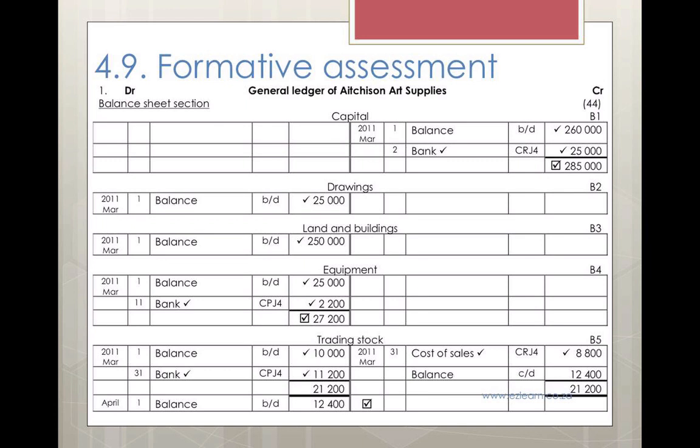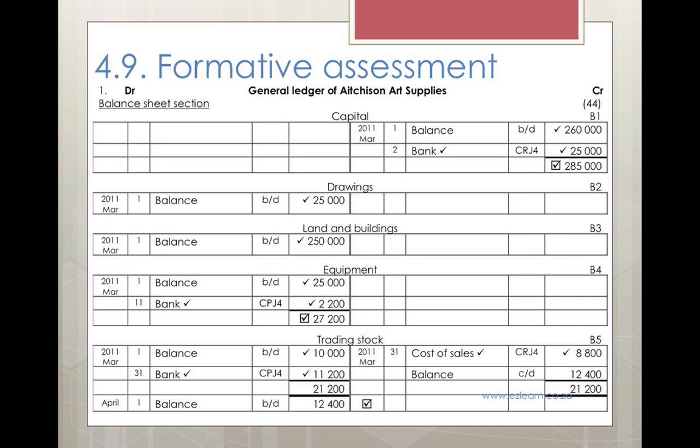You would have then posted from the cash receipts journal onto the credit side as the CRJ indicates the stock that you sold. So the 8,800 is the total of the cost of sales column from the cash receipts journal. You get one tick for showing the 8,800 and a second tick for showing your details as cost of sales.